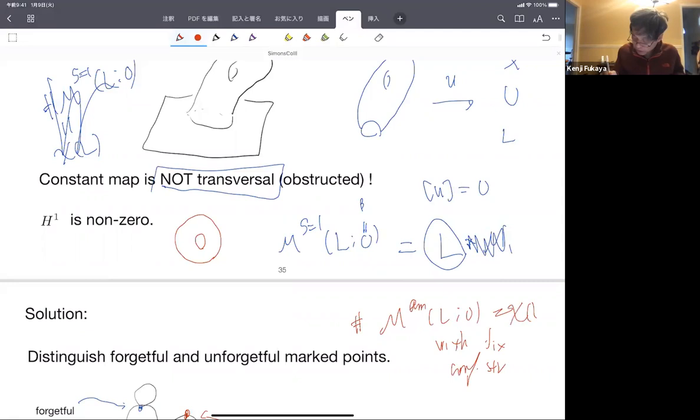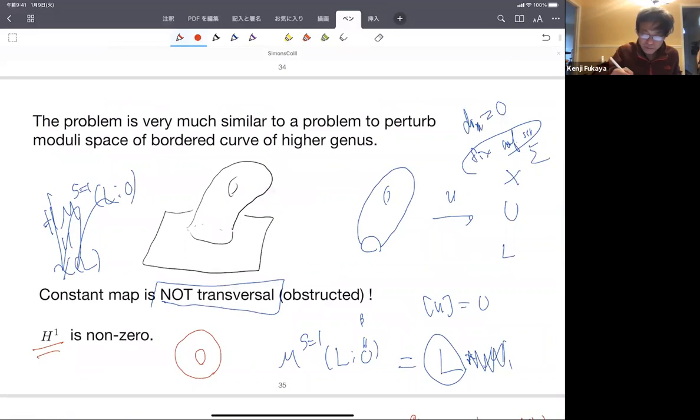But this count is rather hard because this is non-transversal, and you know the H1 of the annuli or tori is non-trivial. This is related to the previous problem, because if you consider this degenerate annuli, you have this kind of annuli, so this kind of disk. This is a kind of limit of the annuli, and you want to count this kind of configurations.